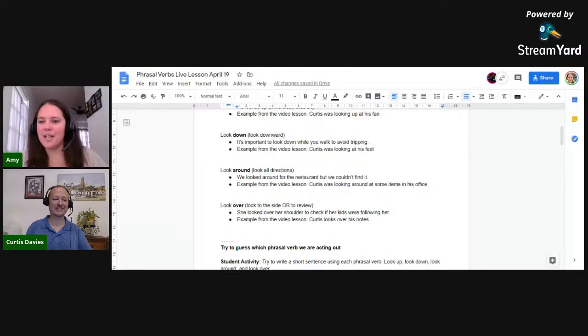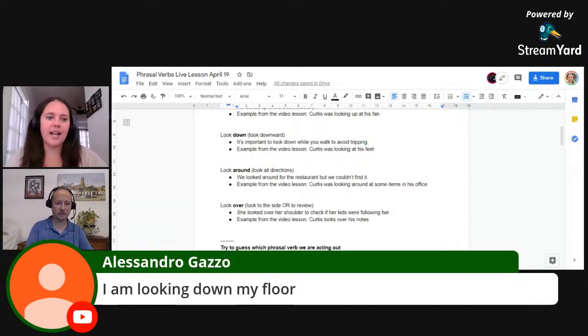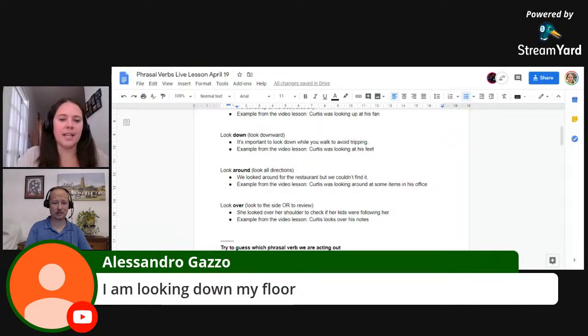So we have a few examples here from some of our students. So let's take a look here. Alessandro says, I am looking down my floor. Okay, is there something missing from Alessandro's example here, Curtis? Let me see Alessandro's example. Oh, here, that's I'm looking down my floor. What is missing from that is at my floor. I'm looking down at my floor. And this is a really common mistake that I would see from my students. So I thought that would be a good example.